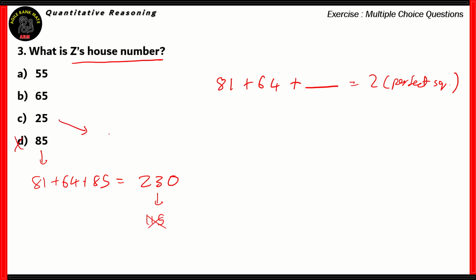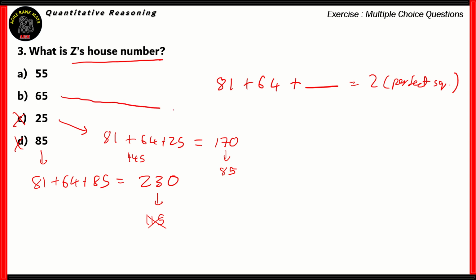What about option C, 25? 81 plus 64 plus 25. 81 plus 64 is 145, plus 5 is 150, plus 20 is 170. So therefore, 85 would be its half, and it's not a perfect square. So therefore, option C is incorrect.